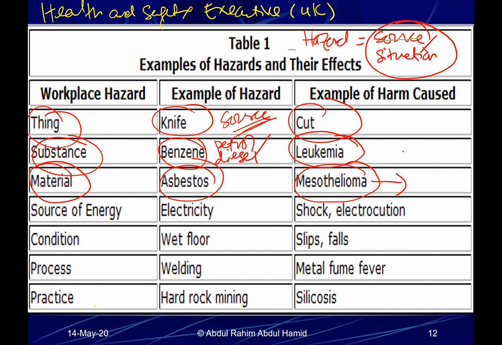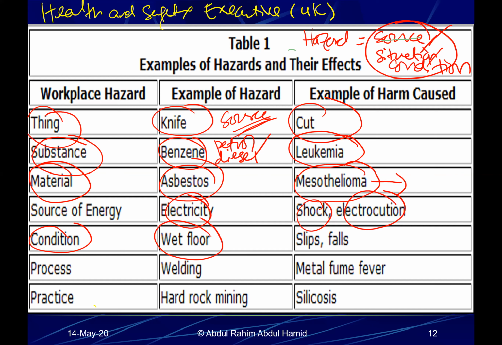And then electricity. Okay, why is it harmful? Because you can get electric shock, electrocution, etc. Condition. Remember, hazard is a source or situation or condition. Now we do have one example of condition.